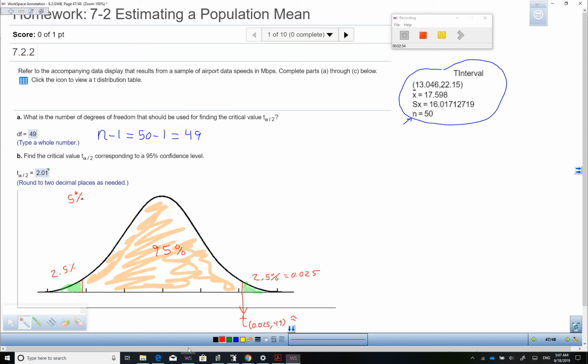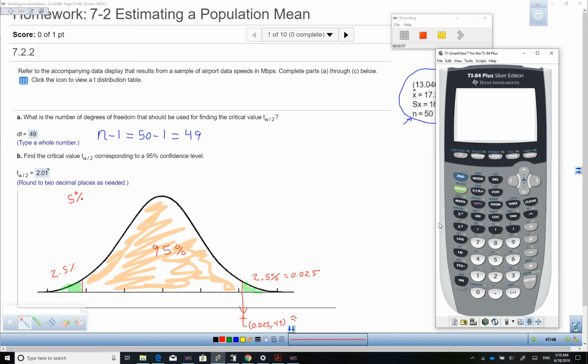So let's open the calculator, and remember, guys, when you want to find area, we use inverse t. Either for normal distribution or for t distribution, we use inverse t. This is a t distribution. So we press second, vars, inverse t.